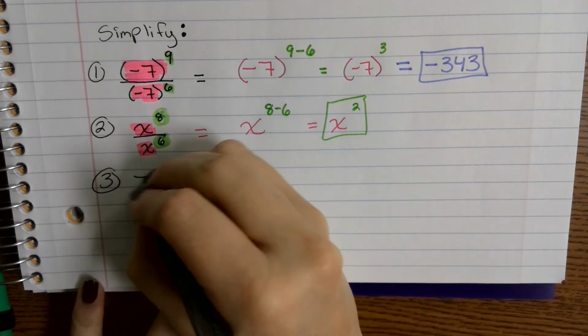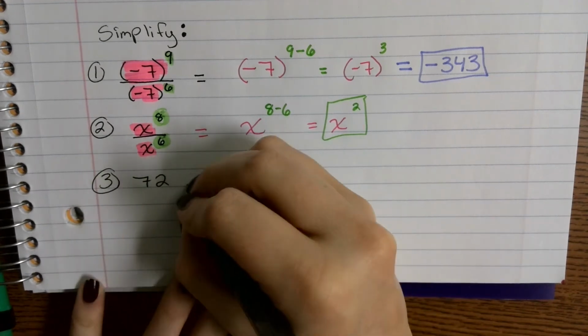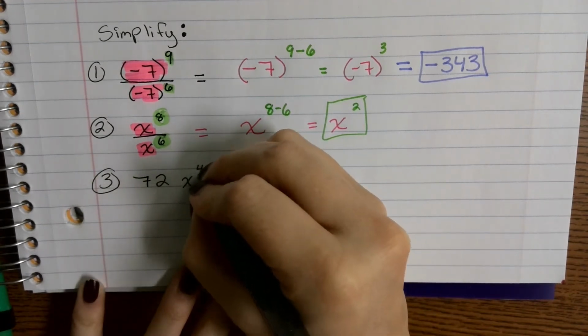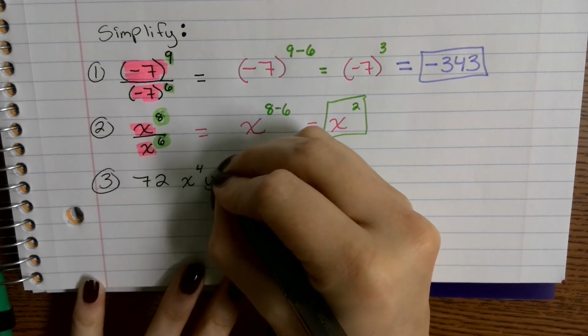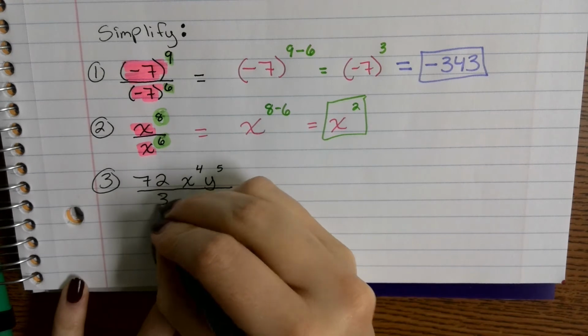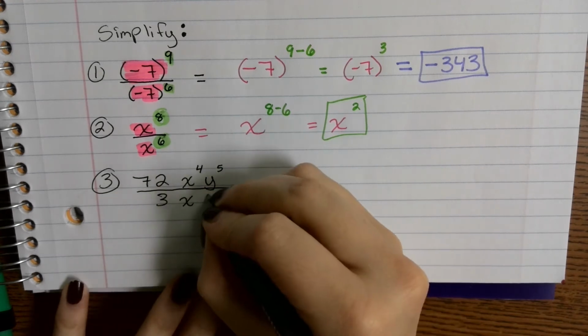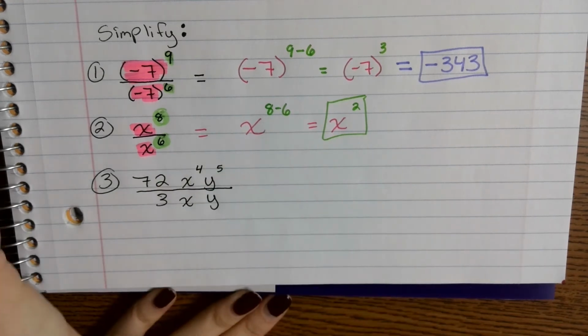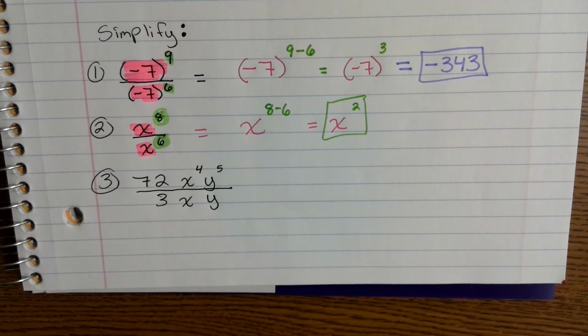All right, if I give you 72X to the 4th, Y to the 5th, over 3X Y. So just like with the multiplication, you focused on the numbers first. You're going to do the same thing here for division. You want to focus on these numbers.